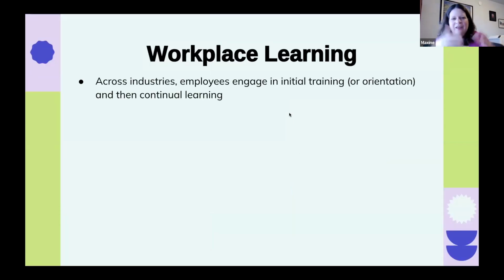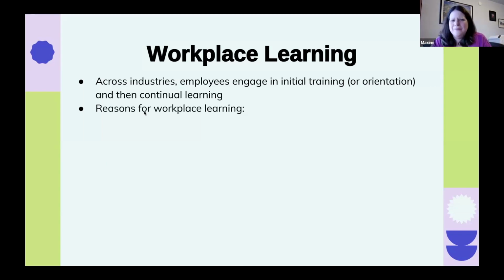So workplace learning across industries, employees engage in initial training or orientation and then continued learning. And we often forget that schools are not just places where children learn, but they're also places where adults work. And so to think about schools as workplaces and professional development as workplace learning might be another place where we can kind of look to see how do we support our teachers the best.